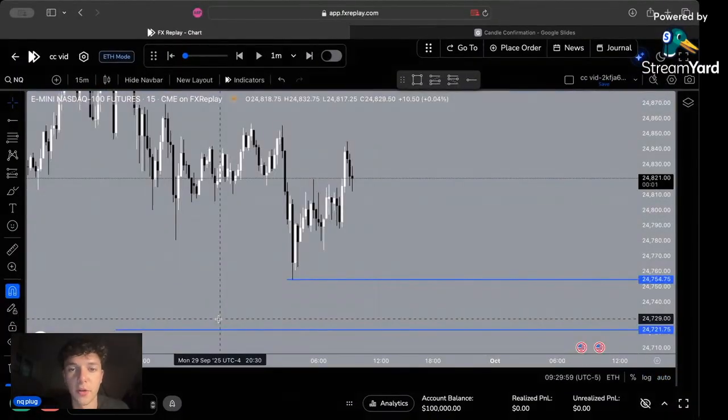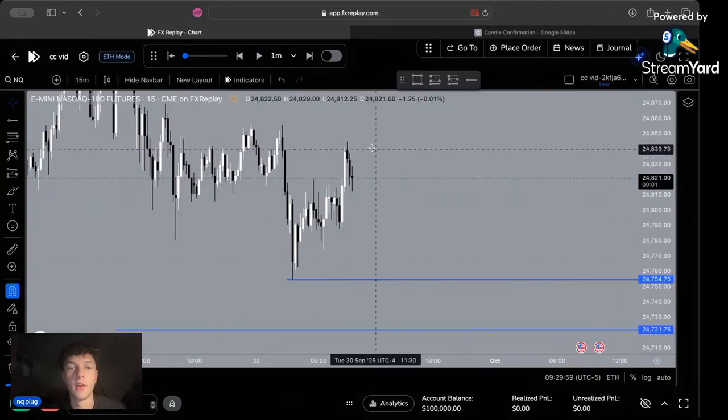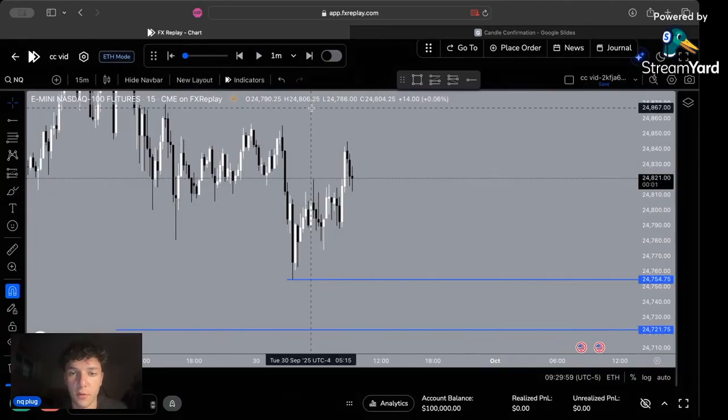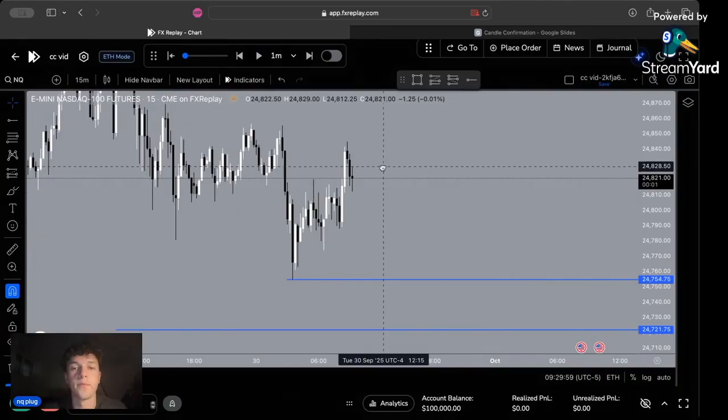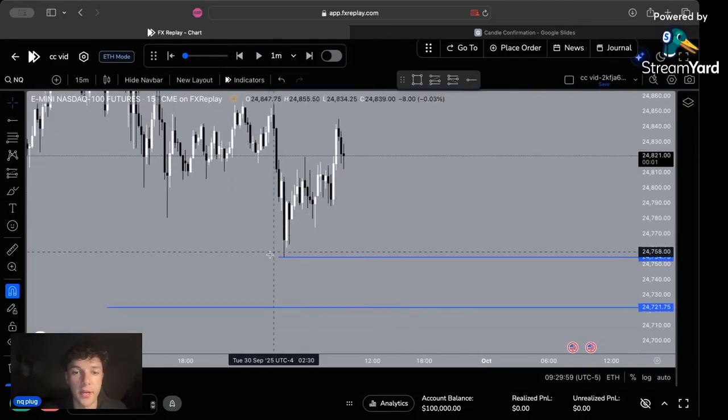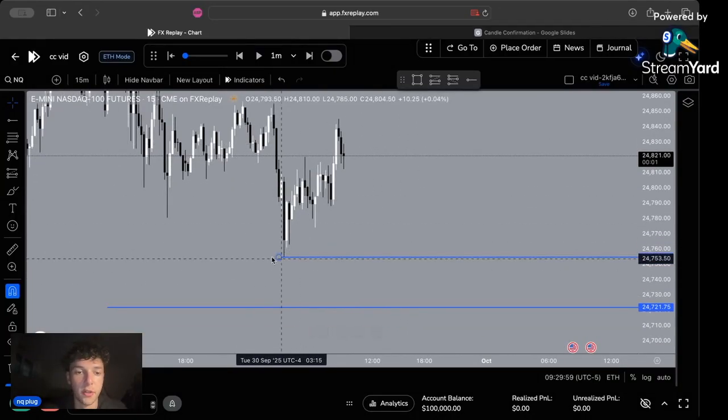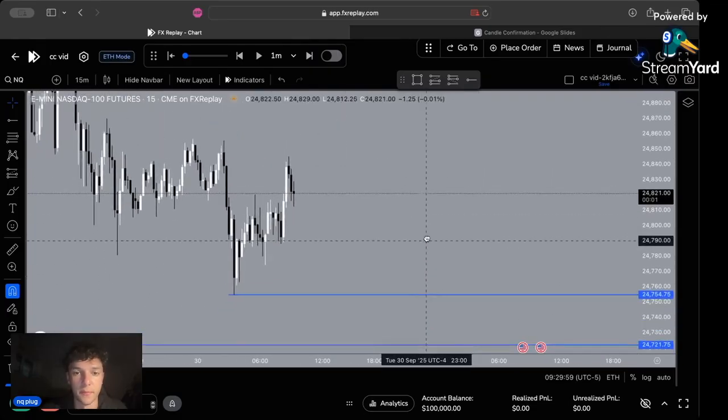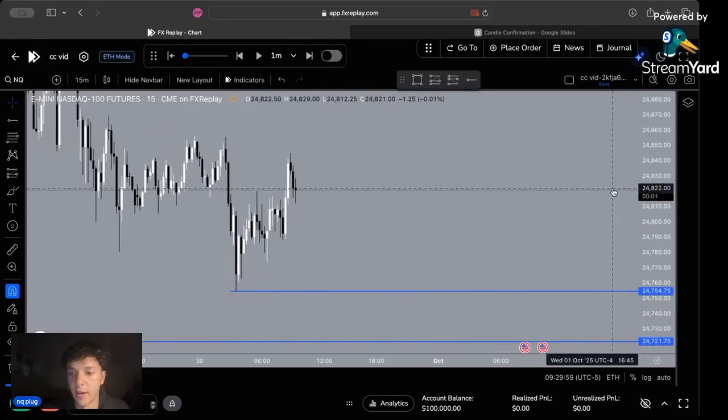All right, and we are back with our second example. So this is a random Tuesday. I have our lows marked out, our draws on liquidity. We have London low, and then previous day's low is right here. All right, so let's see what we get at open here.